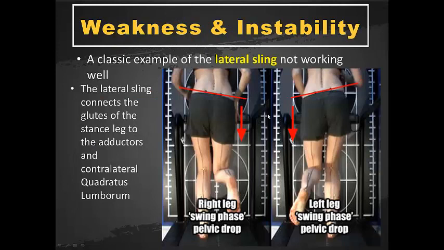So a classic example of a weakness in the lateral sling is where we see the hip and pelvis laterally flexing all the time. Remember what we saw before, the posterior sling. The lateral sling is connecting these glutes to the stance leg, so in this case the left leg here and the right leg there, to the adductors and the QL on the other side.